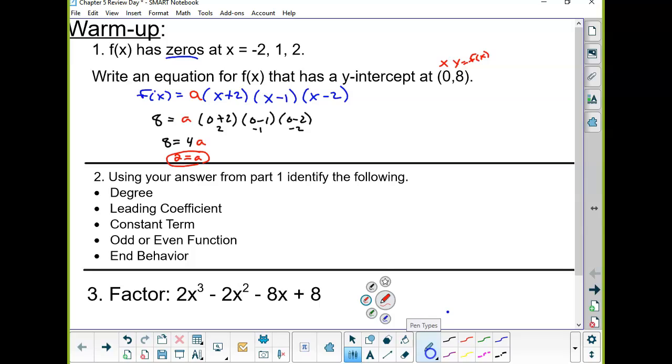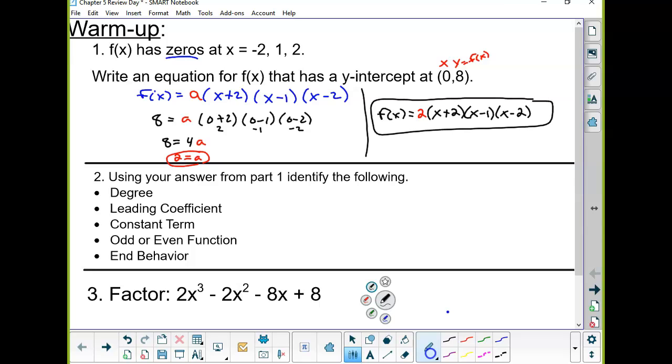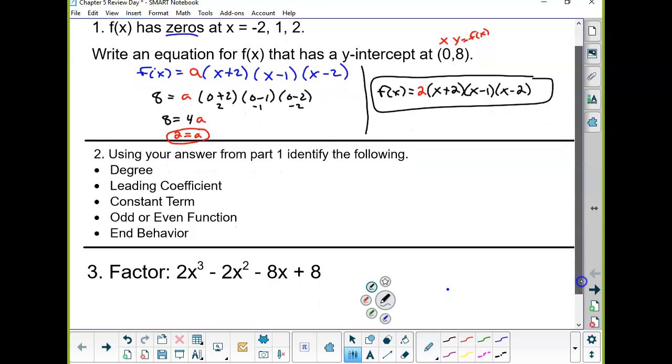Okay, now we're not done because it does say write the equation. So now we have to take the fact that we know what the factored form was. Now we're just going to replace a with 2. So that's what, I believe it was a Delta Math assignment, had to do a couple of those problems from last week.